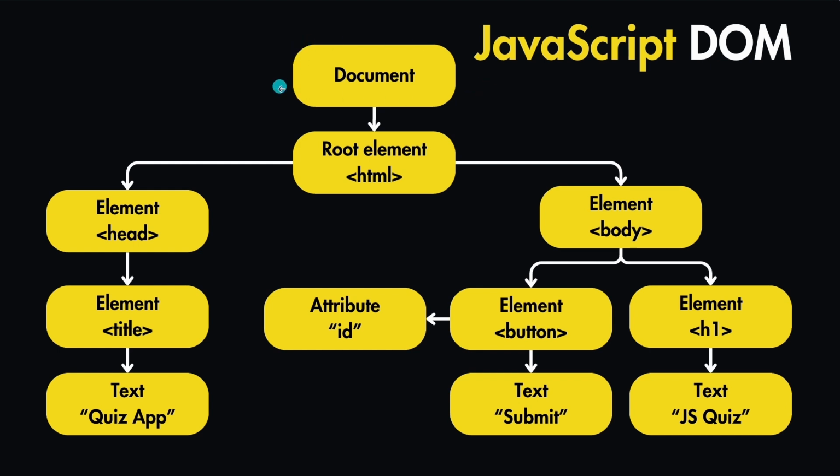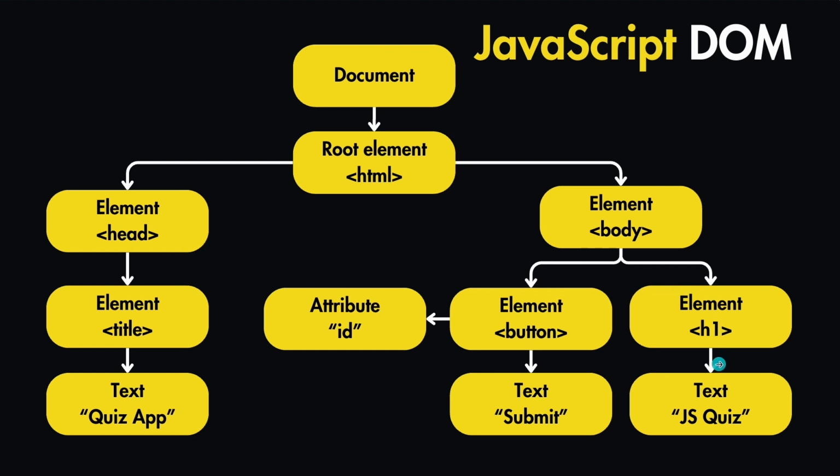So the document consists of a root element, which is the HTML wrapper element. And then if you remember, inside of the HTML element, we also have the head element and then the body element. And similarly, each of these elements can have children, like the body can have a button child and it can also have a h1 child. So we call these objects elements in the DOM model.